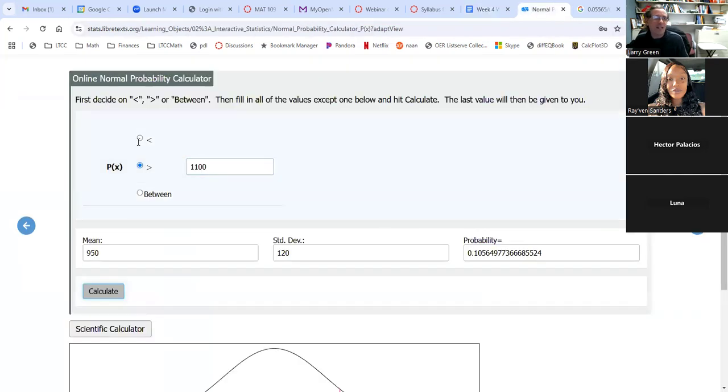Now we can go to the calculator, click less than, and that's the number we don't know. We leave that blank. The probability is 0.99. And then you hit calculate, and you get about 1,229.16 ounces.